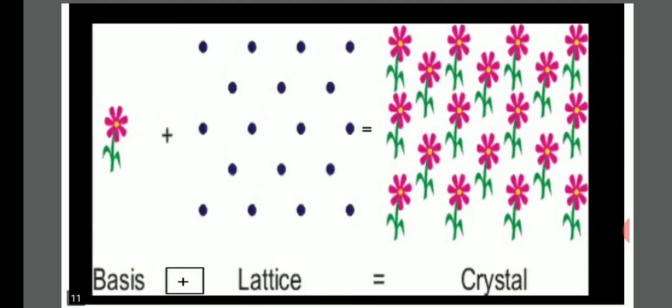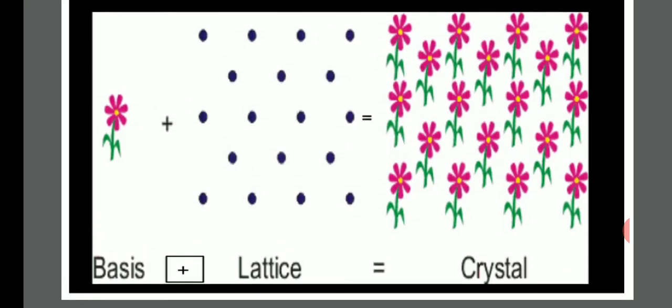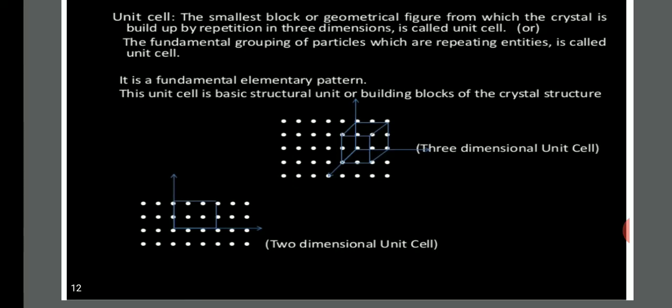So this is a very beautiful example. This is basis plus lattice, and you have to find out the crystal structure. Now we are going to discuss the unit cell.